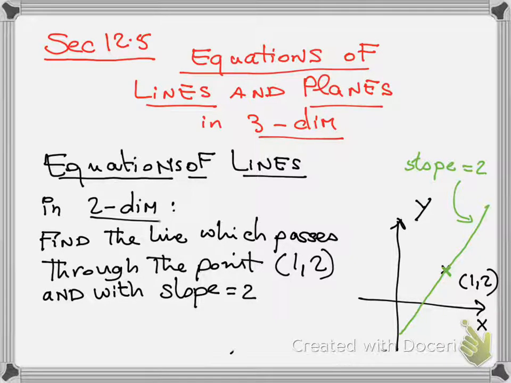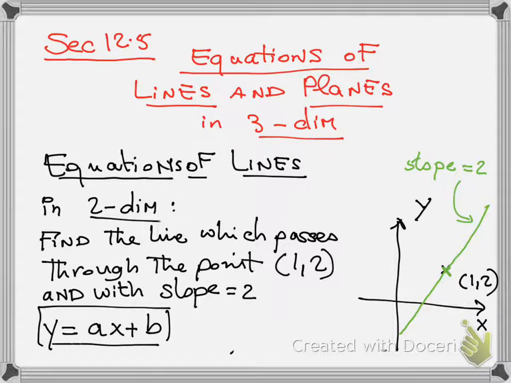Well, in general, the equation of a line in 2-dimensional space is given by y equals ax plus b, right? This is the general equation of a line in 2-dimensional space. Now, what's a? A here is the slope. So in this example, the slope is equal to 2. So then y is equal to 2x plus b, because the slope a is equal to 2. Now, how can we find b?